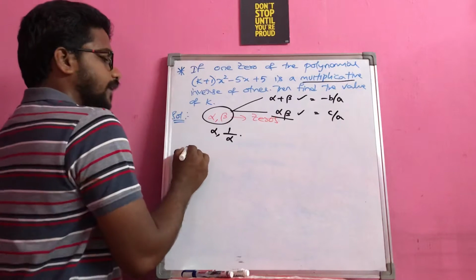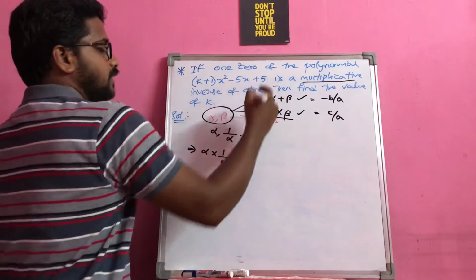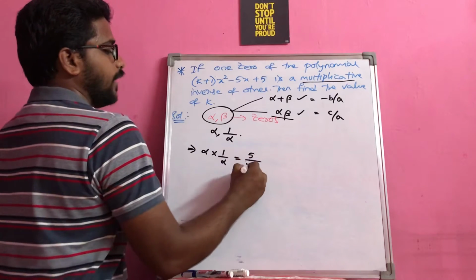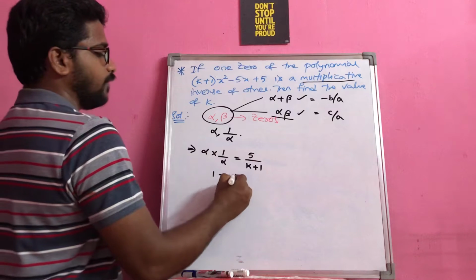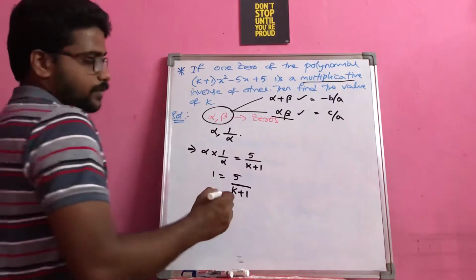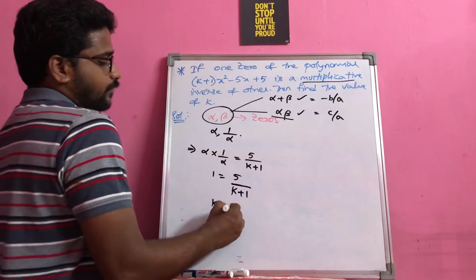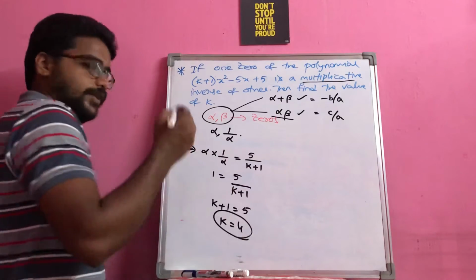So if I take the product of the roots, alpha into 1 by alpha, my c value is 5 and a value is k plus 1. Simplifying further, 1 is equal to 5 by k plus 1. Further simplification gives k plus 1 is equal to 5, so k is equal to 4.